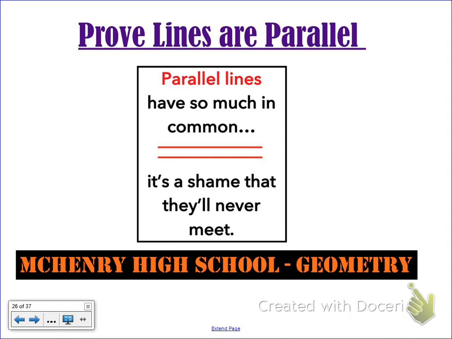Previously, we have talked about all the different angle pairs with parallel lines and a transversal. And today we're going to look at things from a different perspective and see what happens when we don't have parallel lines, but we'd like to prove that we have parallel lines.